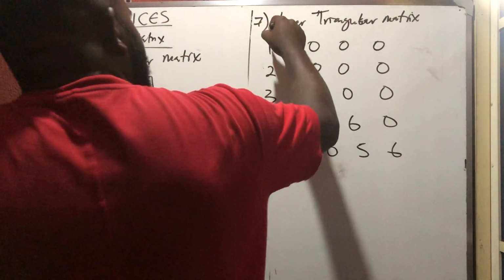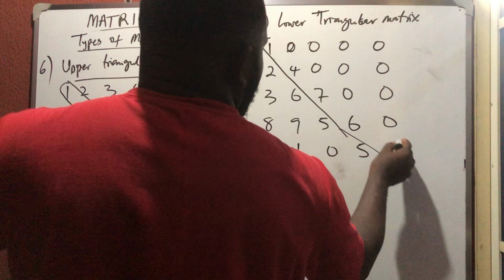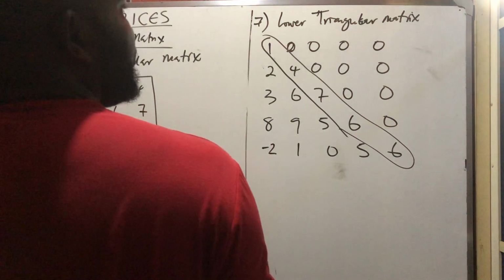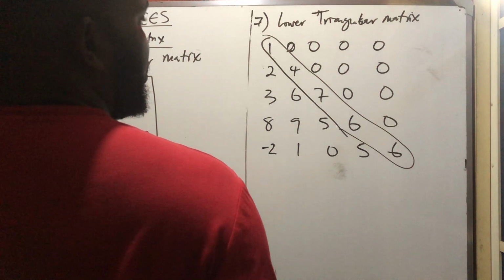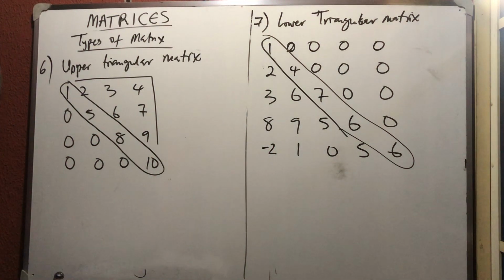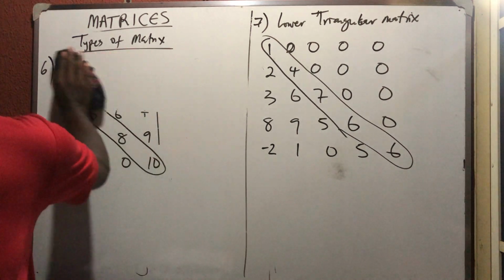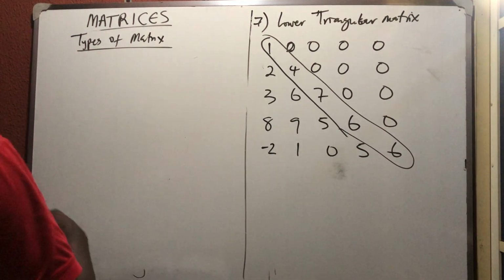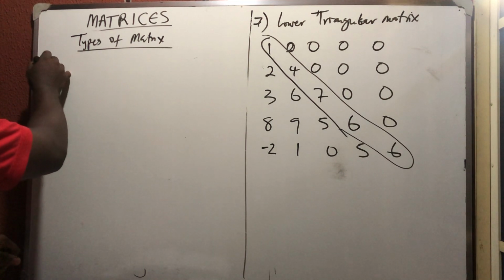If you look at this and draw your diagonal, you will notice that the entries in the upper triangle are 0. Then you conclude that it is a lower triangular matrix. So the next one we are going to look at is the identity matrix. Now number 8.